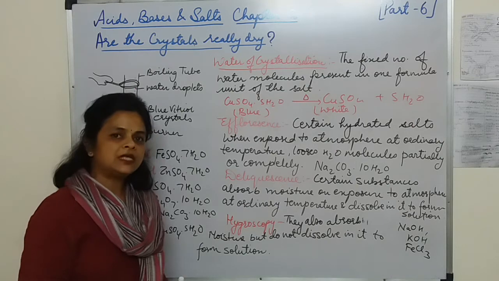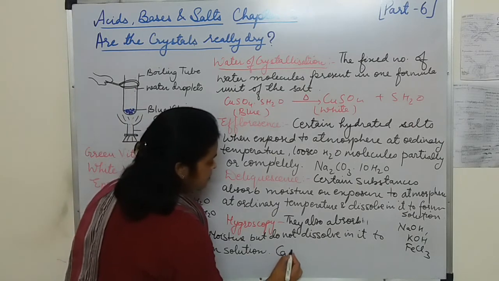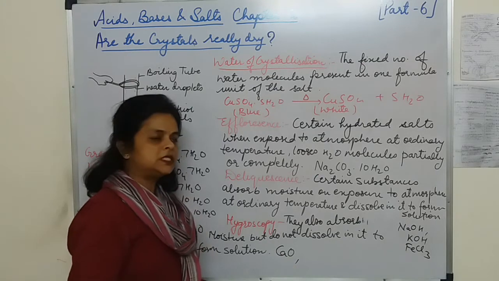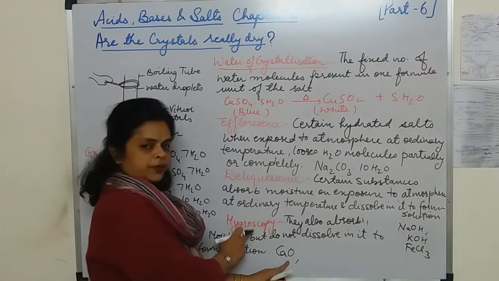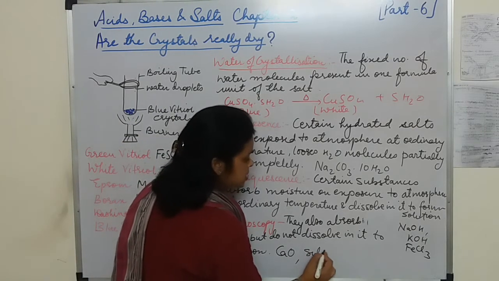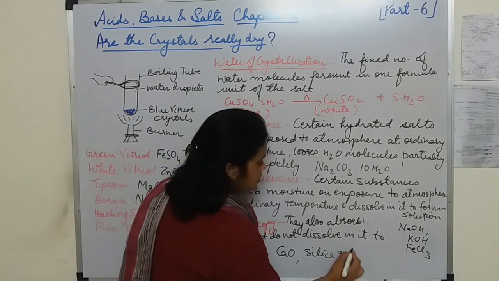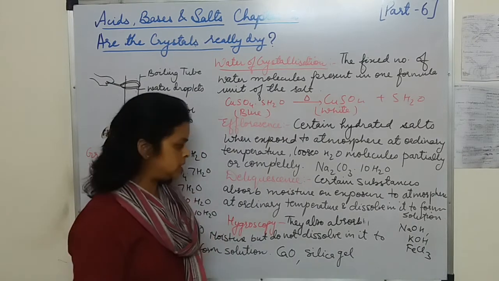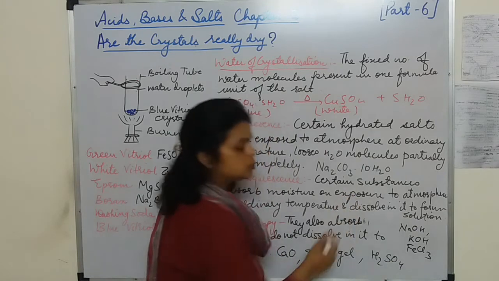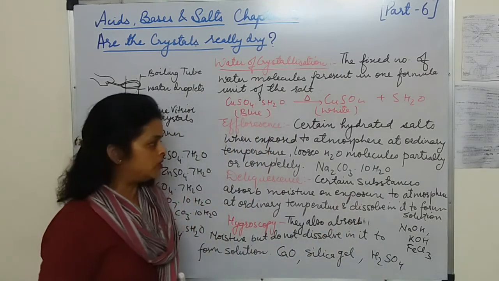Here we can take the example of quicklime. Quicklime, when it absorbs moisture, shows the hygroscopic nature. We can take the example of silica gel, which is also showing this nature. We can take the example of H2SO4. H2SO4 also absorbs some moisture but does not dissolve in it.